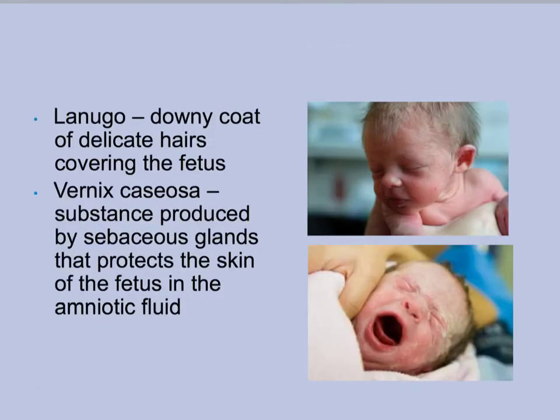Okay, other skin issues. So when babies are born, they kind of look kind of hairy, like the picture at the top. And this is called lanugo, which is a really delicate hair that newborns have, and it kind of is there to help protect their skin. You also have the vernix caseosa, which is produced by the sebaceous glands and helps protect the skin of the baby when they're in the amniotic fluid.